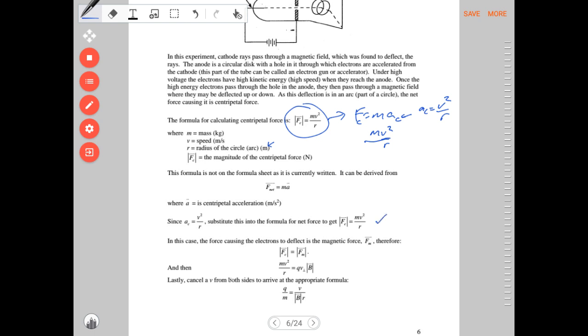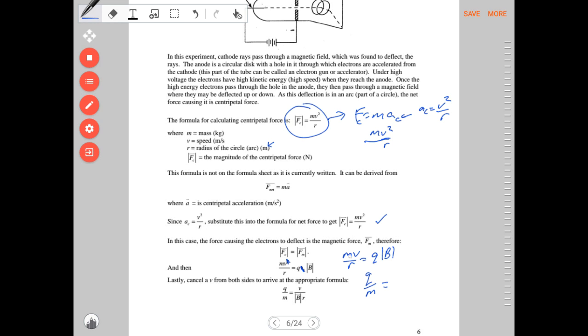Okay, in this case, the force causing the electrons to deflect is the magnetic force. So we say the centripetal force equals the magnetic force. So mv squared over r equals qvb. Okay, lastly, we cancel a v from both sides. See how that v squared, the squared cancels with one of those. Okay, so we end up with mv over r equals qb. Okay, and then what we do is we want the charge to mass ratio, so that's Q over M. Okay, that's what Thomson found.